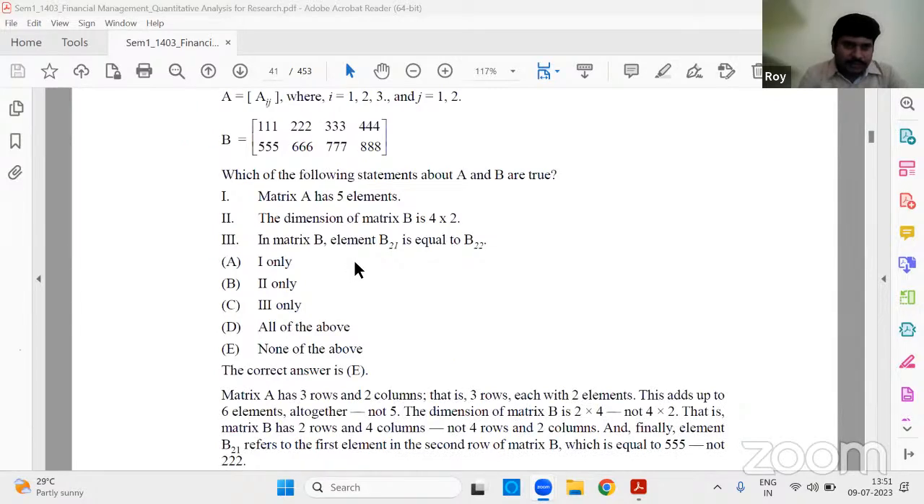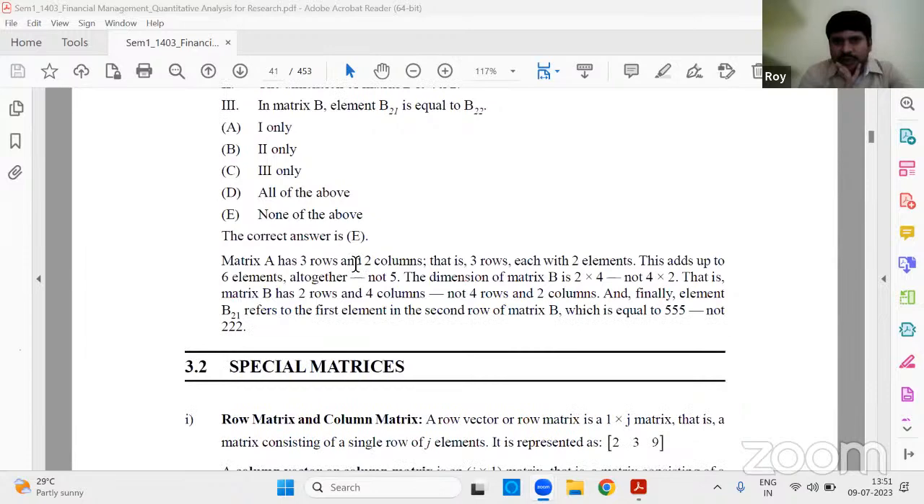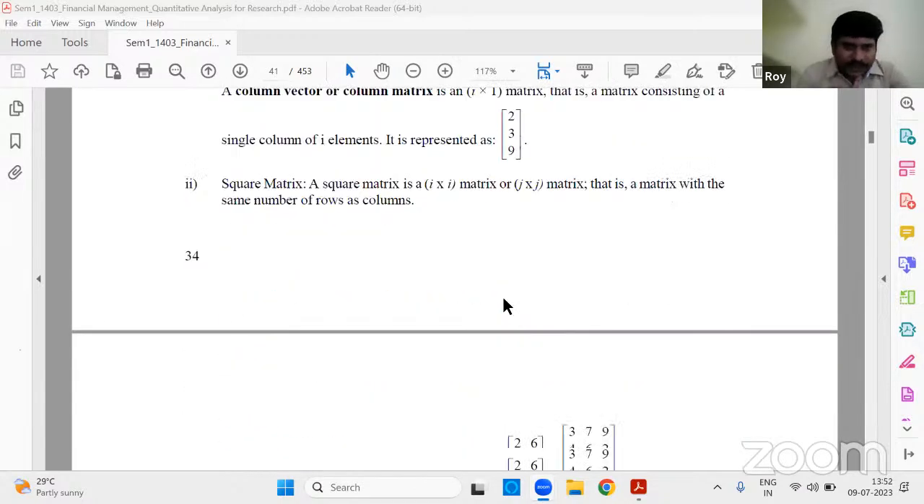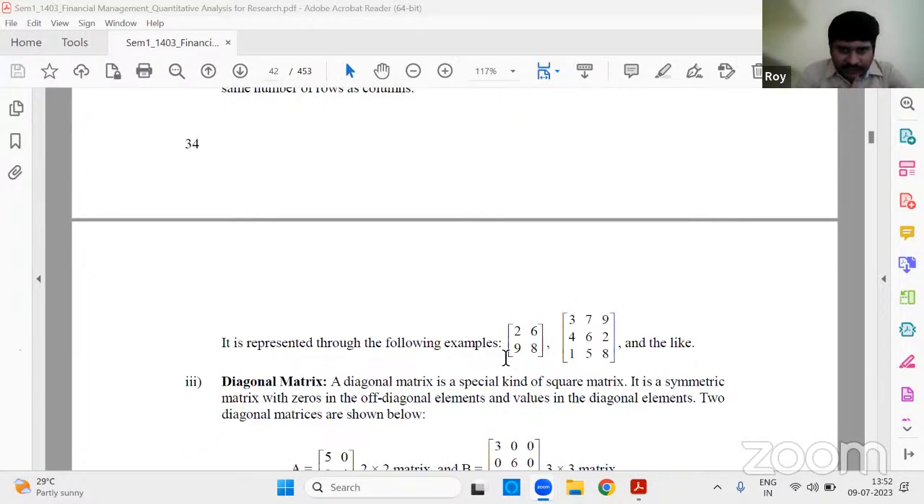Special matrices. We need to understand this. Row matrix is this one, as I told you, the horizontal one, and the vertical one is the column matrix. The square matrix, if it is 2 by 2, 3 by 3, if the columns and rows are equal, then we call it a square matrix. Okay, very simple.